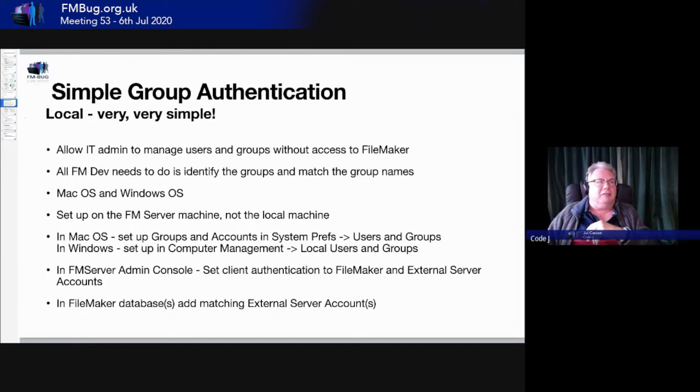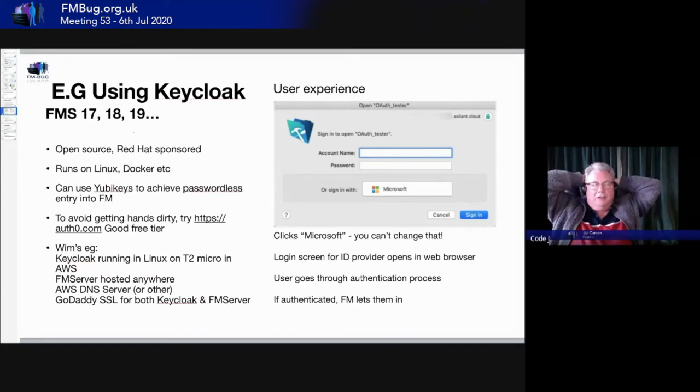A good handy tip. So Wim's talk was really about using KeyCloak, because he decided that he wanted to have his YubiKey authenticate him straight into FileMaker with no password or anything.